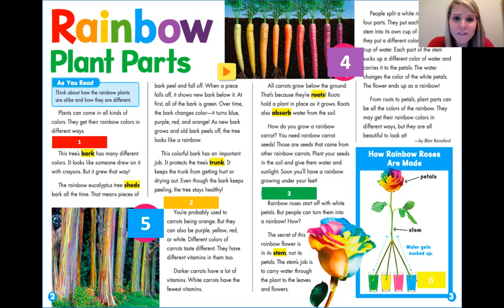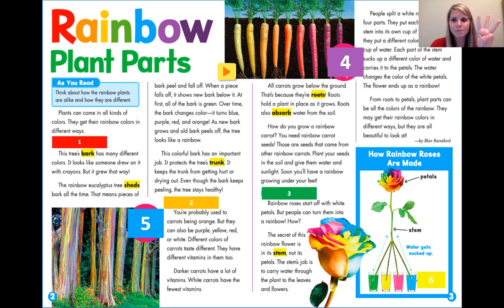At first, all of the bark is green. Over time, the bark changes colors. It turns blue, purple, red, and orange. As new bark grows and old bark peels off, the tree looks like a rainbow. This colorful bark has an important job. It protects the tree's trunk. It keeps the tree trunk from getting hurt or drying out. Even though the bark keeps peeling, the tree stays healthy.